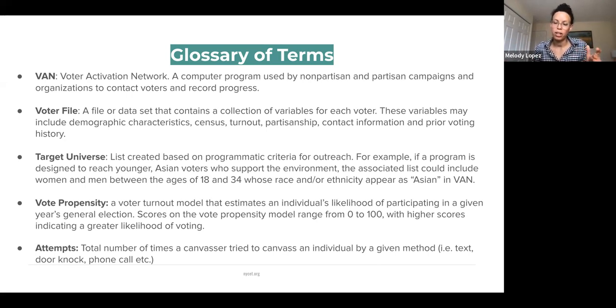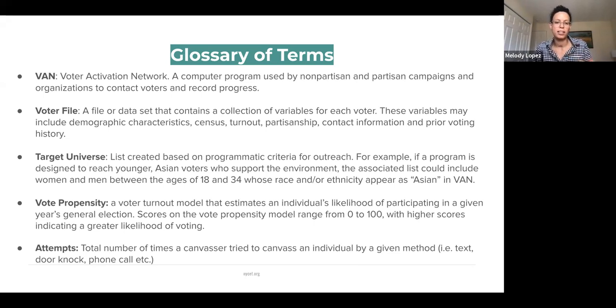Another term is vote propensity, a model that estimates the likelihood of someone voting in a given election year. Usually the metric is around the general election, but we use it as a baseline for how likely someone is to vote in any given election within that year. The scores range from 0 to 100. The closer an individual is to 100, the more likely they are to be a regular voter. The closer someone is to 0, the less likely they are to vote, perhaps a new voter or someone who doesn't vote very frequently.